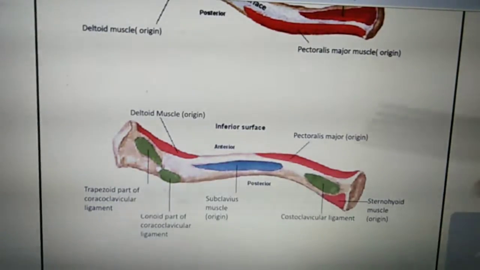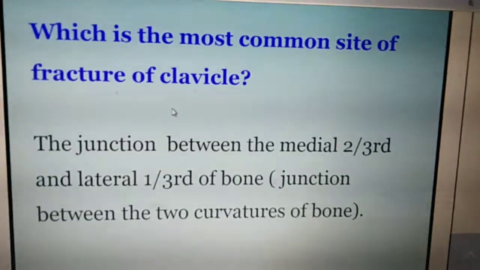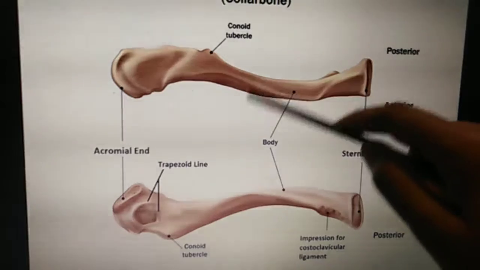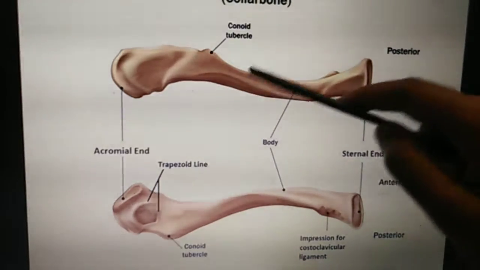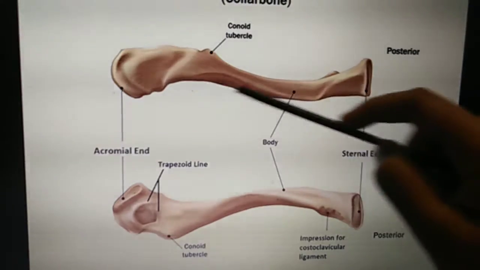Next is, which is the most common site of fracture of clavicle? It is the junction between the medial two-third and the lateral one-third of the bone, the junction between the two curvatures of the bone. That is here. This is the junction where the clavicle gets fractured. So this is the medial two-third, lateral one-third.